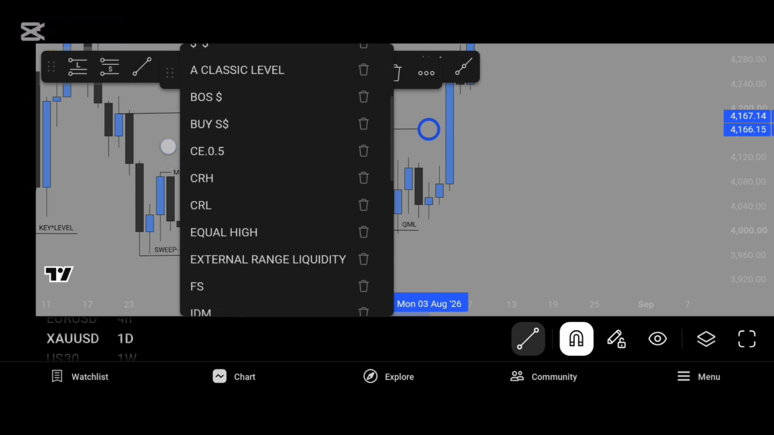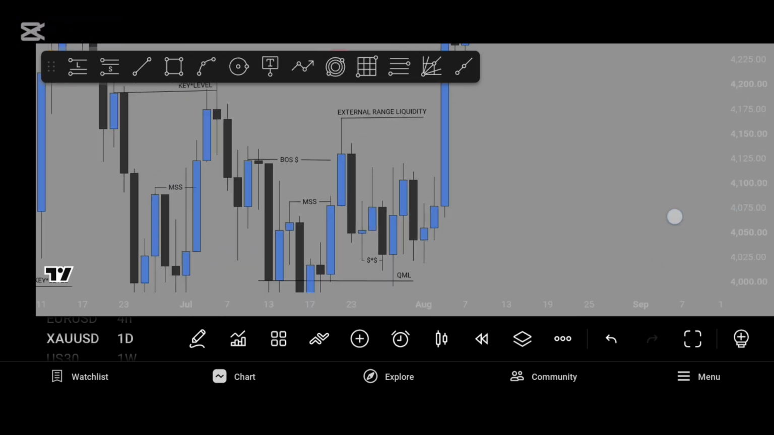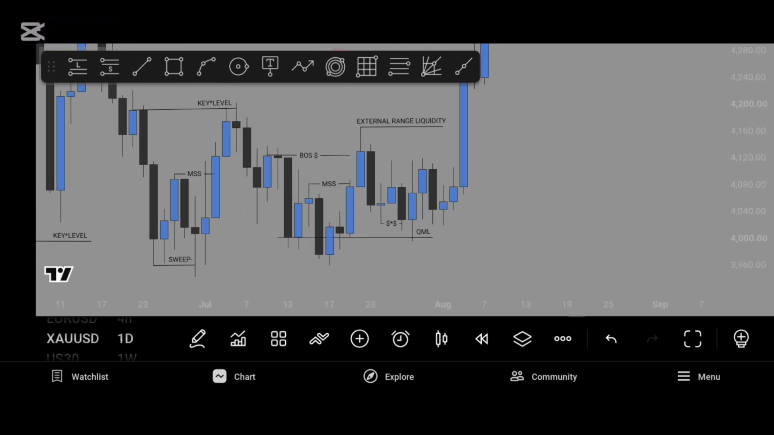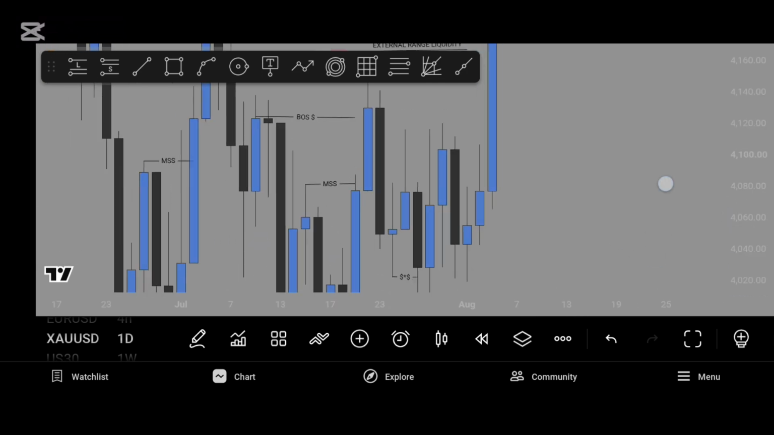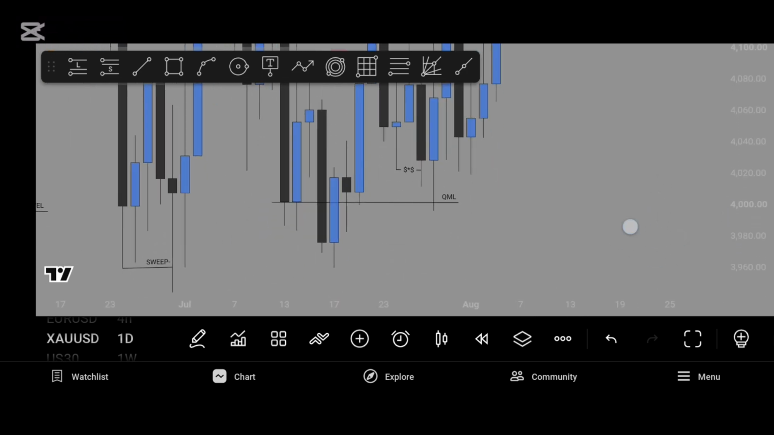Where do we get this external range liquidity from? Meaning that I was hoping for the market to sweep that zone. So this is how I ended up getting my trade.